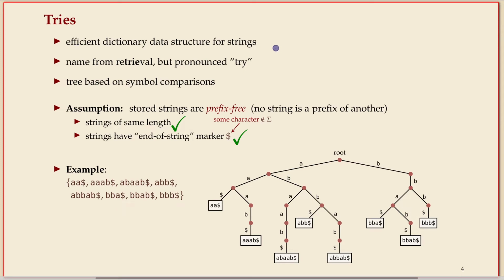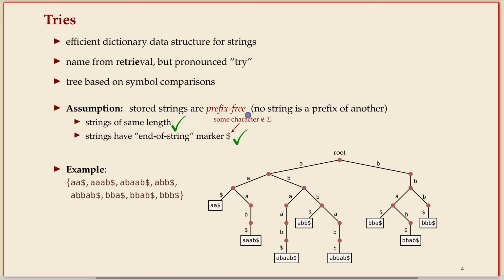First of all, it's a dictionary data structure that has strings as keys. I've already commented on this slightly awkward naming convention. It's spelled like in retrieval, but pronounced like try, to not have another word that sounds like tree. It's based on character comparisons, or simple comparisons, as we had it for string matching.